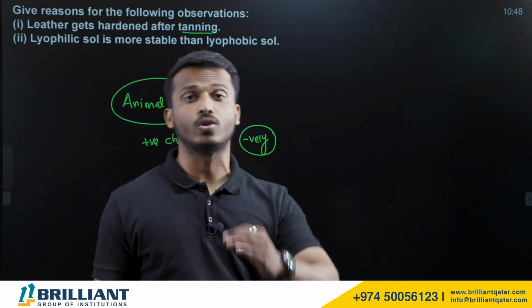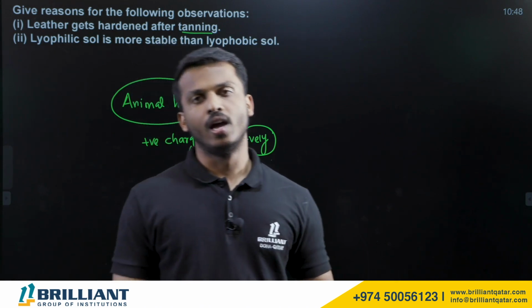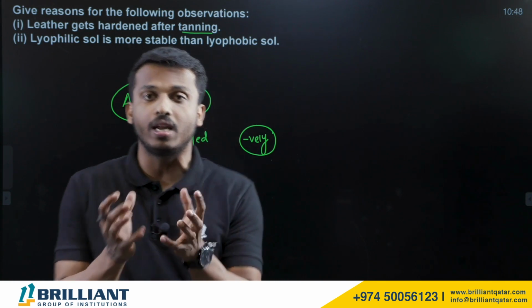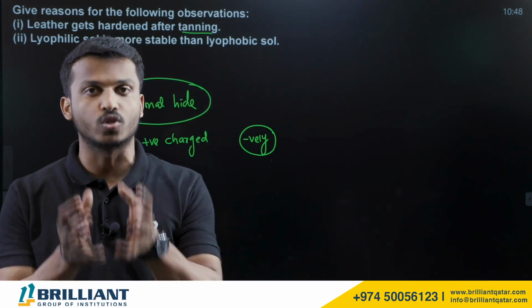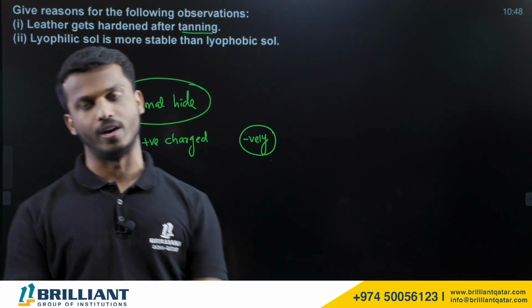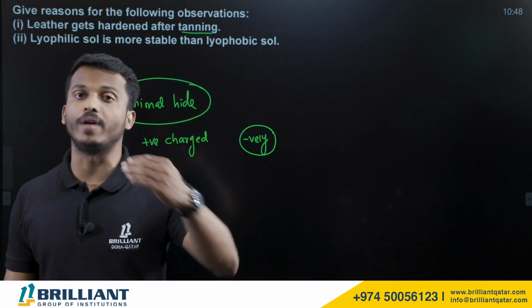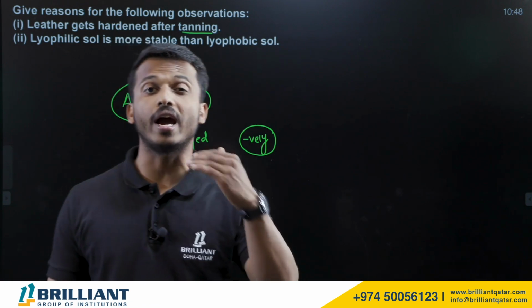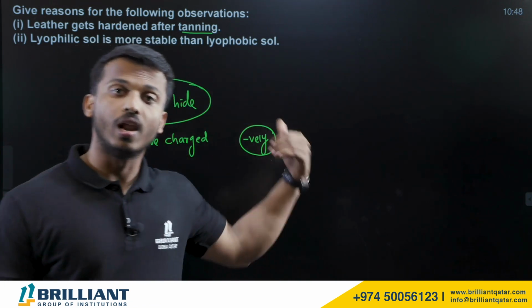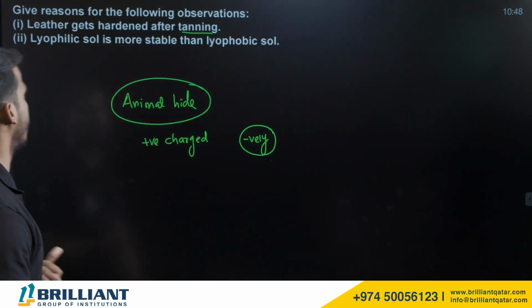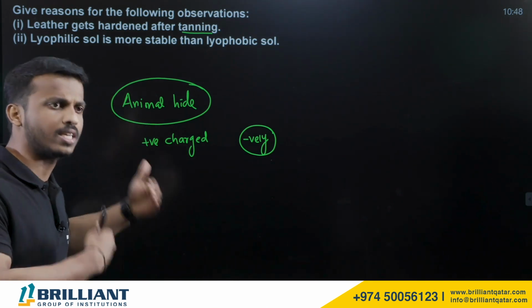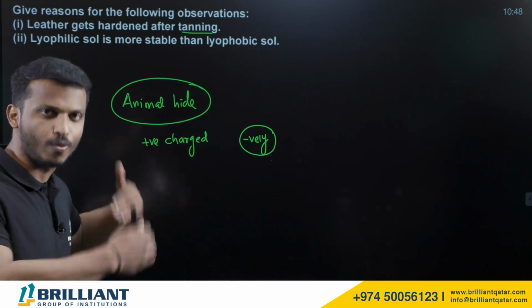The main reason is their high solvation. Lyophilic sol, dear student, are solvent-loving species. They have an immediate ability to make a bond with the solvent and immediately form a colloid. So due to high solvation, lyophilic colloids are highly stable compared to lyophobic ones. This question was repeated in previous years, so we will discuss lyophilic and lyophobic again.